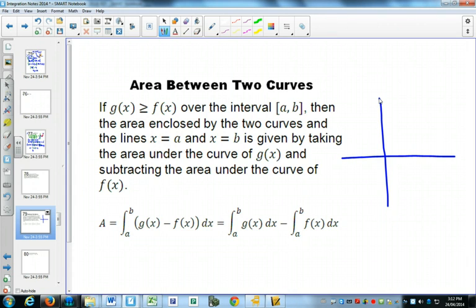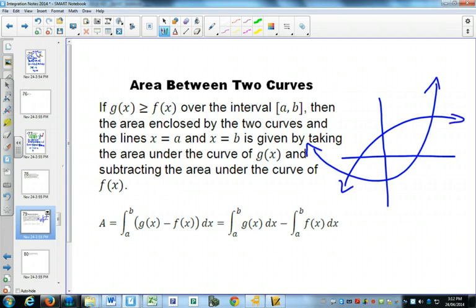Okay, so what I was trying to say there was that when you have area between two curves, say you have this curve and this curve, and we're going to find the area between these two curves.